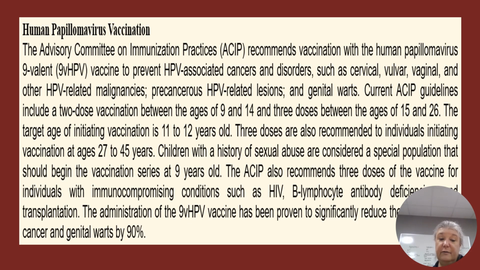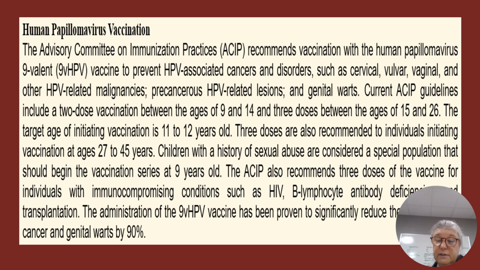This talks about the vaccine. So this is little, I need to read it. Let's see, recommendations. Let's start over here. There are 3 doses between the ages of 15 and 26. There is a 2-dose vaccination that can be given between 9 and 14. The target age is 11 to 12 years old.